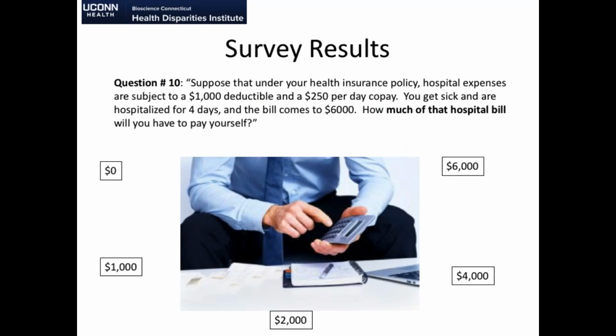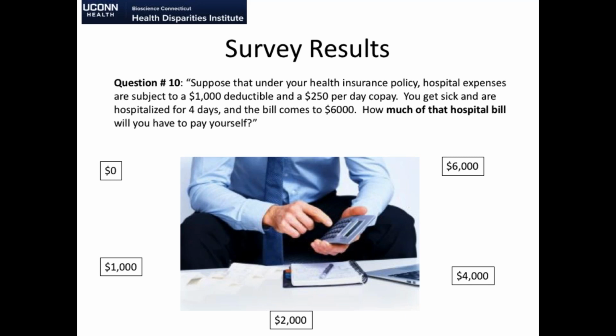Now, some of you may have seen this example that I've used before. We asked this question: suppose under your health insurance policy, hospital expenses are subject to a $1,000 deductible and $250 per day copay. You get sick, you're hospitalized for 4 days, and the bill comes to $6,000. How much of the hospital bill do you have to pay yourself? Well, for most of you on the call, if not all of you on the call, you just look at two numbers, 4 and 250.